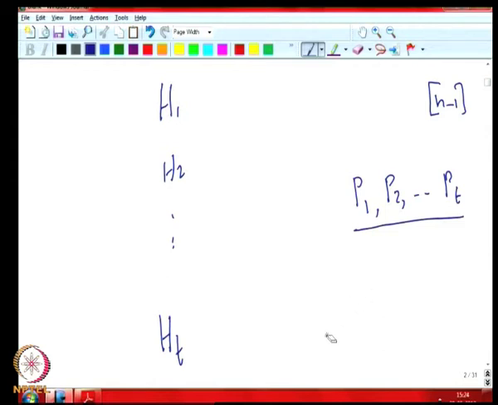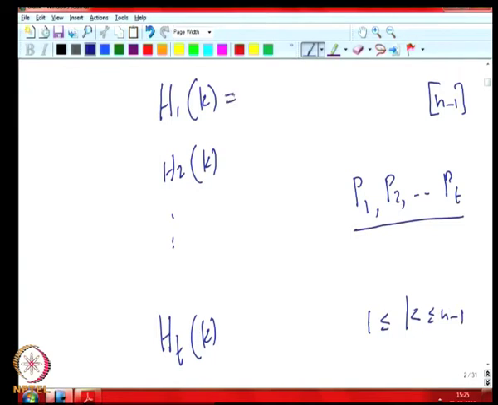So let us say we define h1 of k, h2 of k, ht of k for k in the range 1 to n minus 1, so that h1 of k says p1 divides k. Of course p1 divides n also. p1 will be a common factor between n and k. So this k would not be a good number, because if this property is satisfied by k, then p1 divides k.